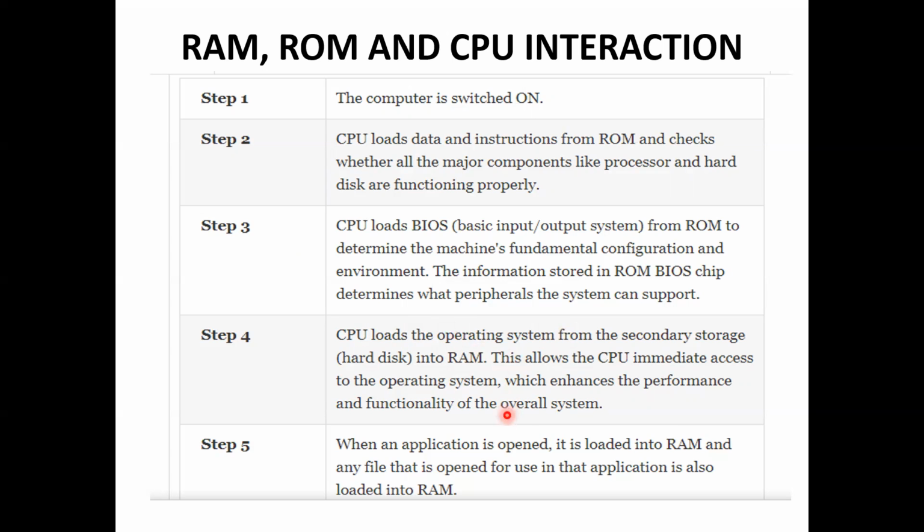Now the CPU loads the operating system. First the CPU is on, then data and instructions are loaded from ROM, then the basic input and output system is loaded from ROM, and then the operating system is loaded from secondary storage like the hard disk into the RAM. This allows the CPU immediate access to the operating system and enhances the performance and functionality of the overall system. Now, when an application is opened, it is loaded into RAM, and any file that is opened for use in that application is also loaded into the RAM. So now the computer is fully functional. The data has been taken from ROM to RAM. So these are the steps of how the interaction between RAM, ROM, and CPU goes on.